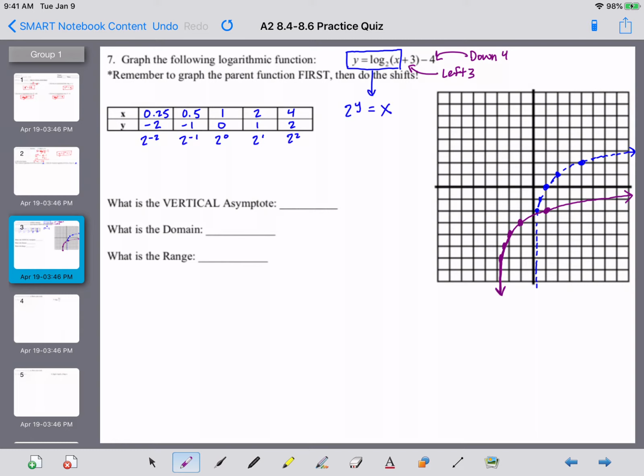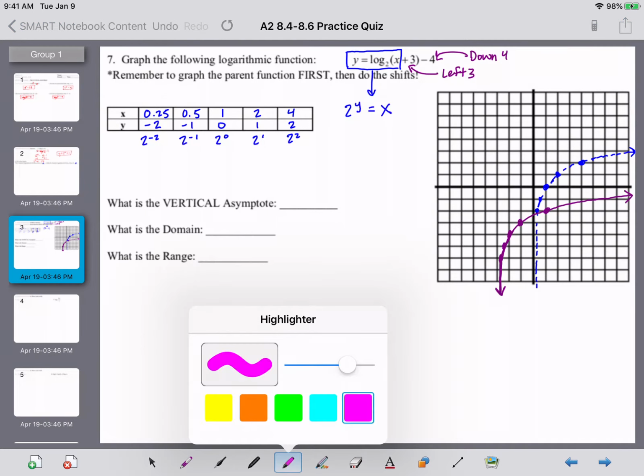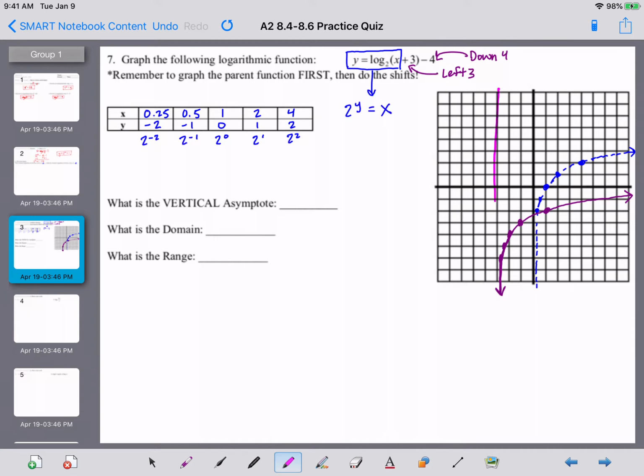So the vertical asymptote is this line here where it starts to go straight up and down. A couple of ways to know that it's this line: your graph starts to go straight down, and it's also based on your horizontal shift. So that +3 kind of gives you the equation. So it's going to be this line, x equals -3, is the equation for our vertical asymptote.